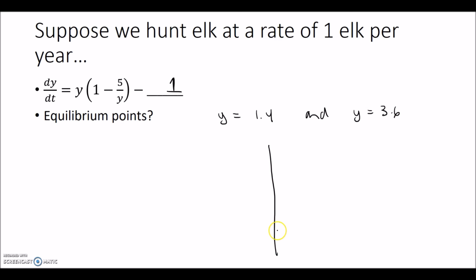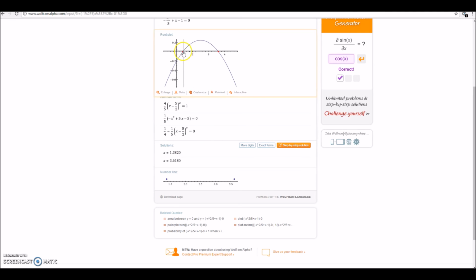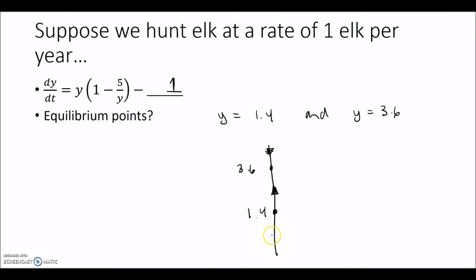And I'll draw my phase line, and again I notice that they've squeezed together even more, y equals 1.4 and y equals 3.6. And again, I know that the slope behavior shouldn't change, and I can just verify that. What I can actually do is graph DY/DT and see that it's positive between those equilibrium points. In other words, DY/DT is above the horizontal axis, and if y is less than 1.4 or greater than 3.6, the sign of DY/DT is negative. And so that helps me justify doing what I'm doing now.